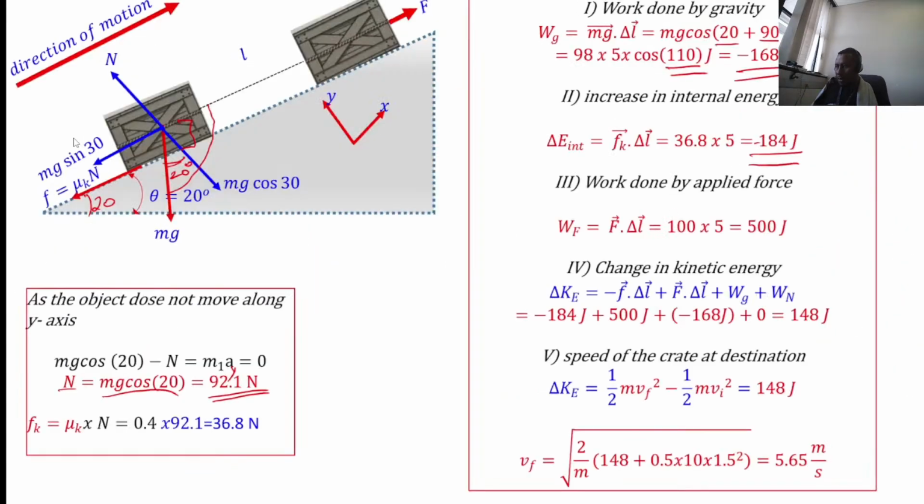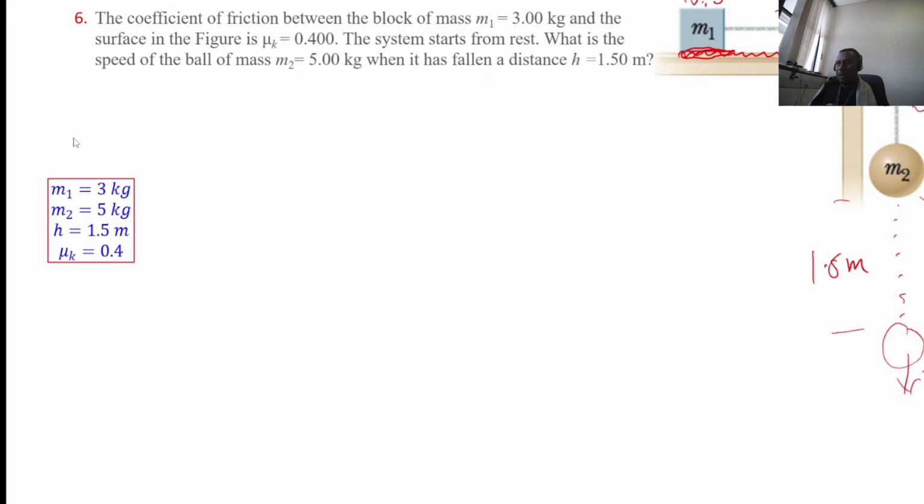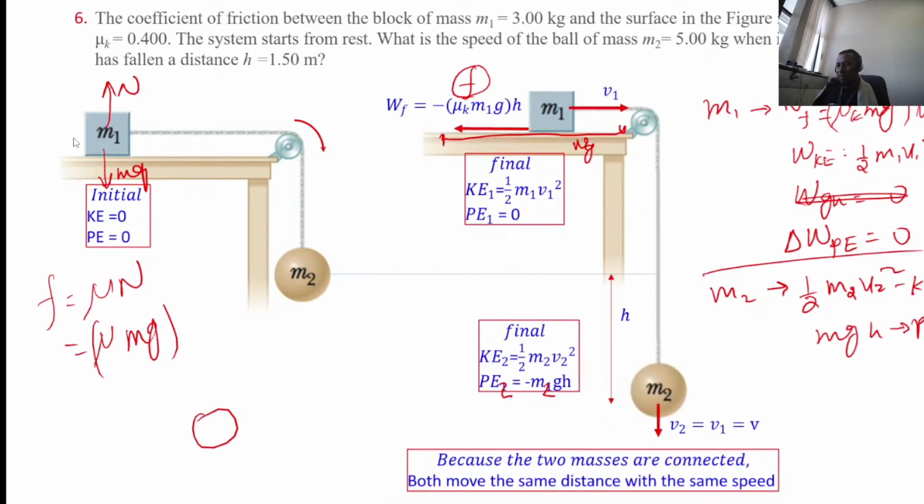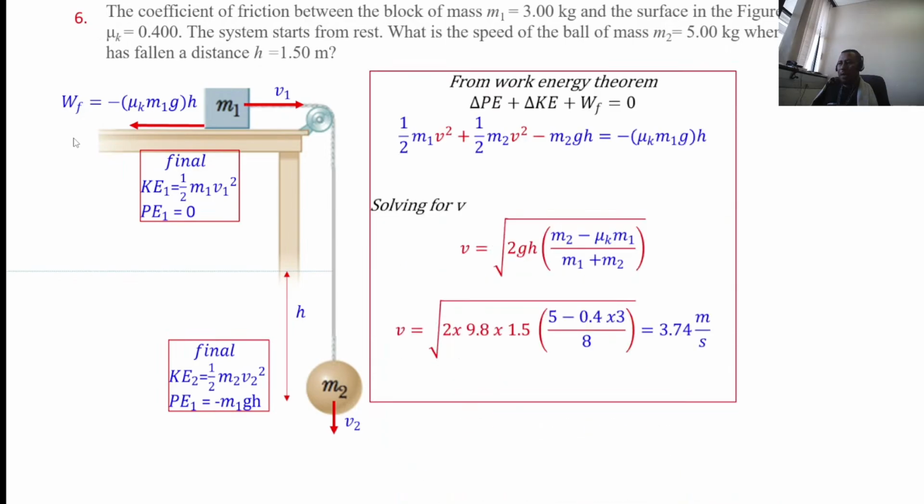Initially, nothing is happening. Initially, everything is 0. There is no initial stuff. Finally, there is a kinetic energy due to mass 1. There is a kinetic energy due to mass 2. There is a potential energy due to mass 2, but it's negative because it's coming down. Then there is the term due to friction.